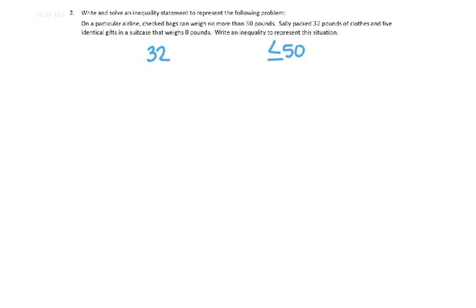Okay, so I'm going to write this information out. Plus 5G, because we're not sure how much each gift weighs, plus the weight of the suitcase, which is 8 pounds. And all of that needs to be less than or equal to 50 pounds. So it asked us to write and solve our inequality statement. So firstly, I'm going to combine like terms. So I'm going to combine this 32 and this 8. And when I do that, I get 40. So 40 plus 5G, remember the weight of each gift, is less than or equal to 50.